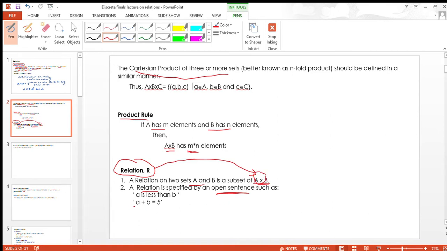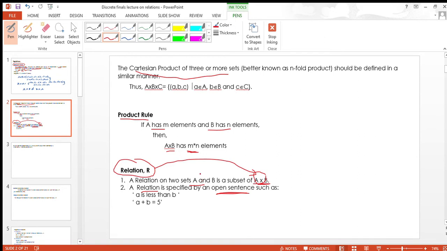So for example, in the first set, you can have a is less than b. So that can be the condition. We cannot get the first example, by the way, because the elements are letters and numbers. But anyway, if let's say your set A would involve whole numbers, set B will also involve whole numbers, then if we would like to list down the elements in the relation for this example, we just get a must be less than b. Or you can have the open sentence a plus b is equal to 5.